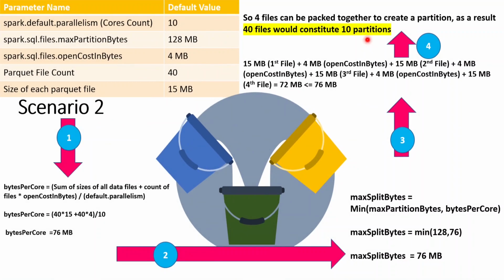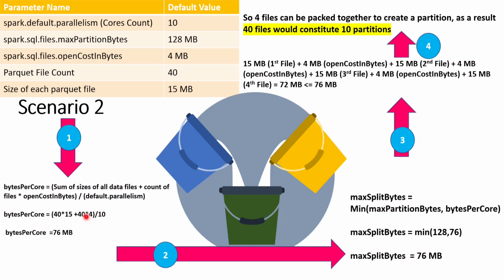Moving to the second use case, let us assume we have a number of cores that is 10, which is a default parameter. We keep maximum partition bytes at 128 as it is, and open cost in bytes at 4 megabytes. Now let us assume we have 40 Parquet files, each of only 15 megabytes. For this use case, first the Spark engine will start calculating bytes per core. So we have 40 files multiplied by 15, and the number of files multiplied by open cost in bytes, that is 40 files multiplied by 4.